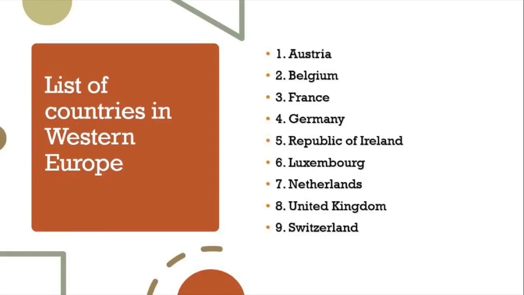There are 9 countries located in Western Europe, and the first one is Austria. The official language spoken in Austria is German. Next is Belgium, where they speak Dutch, and in France, the official language is French. In Germany, they speak German, and in the Republic of Ireland, the official language spoken is English, and in Luxembourg, the language spoken is Luxembourgish. In the Netherlands, they speak Dutch, while in the United Kingdom, English is the official language, and lastly is Switzerland, where they speak German as the official language.